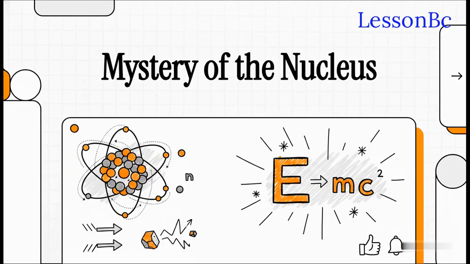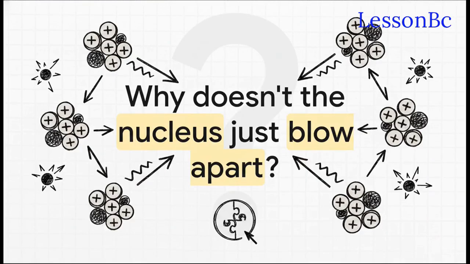Today, we are diving right into the heart of nuclear physics. In this explainer, we're going to unpack the structure of the atomic nucleus, explore these crazy strong nuclear forces, and decode the mystery of mass defect and binding energy using, you guessed it, E equals mc squared. Let's jump right in.